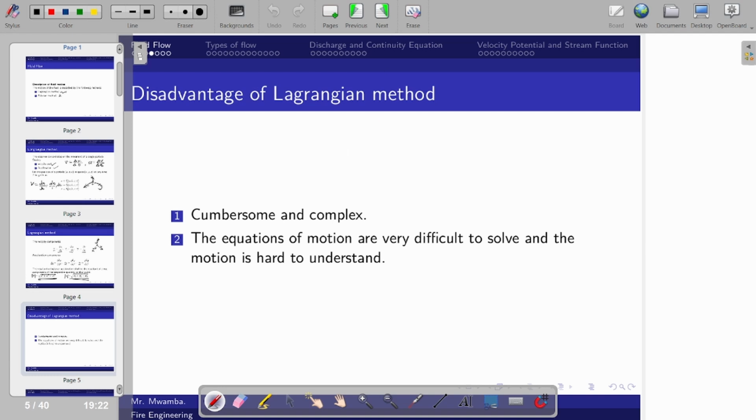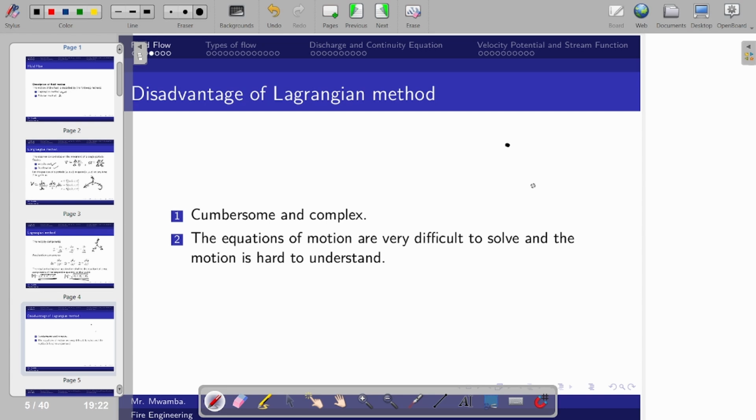So now, what are some of the disadvantages of using the Lagrangian method to describe the fluid motion? Number one, remember, in a fluid system there are so many particles. If you're studying one single particle at a time, how many equations are you going to come up with for the other million particles? So it becomes complex and complicated to describe the motion of a fluid using the Lagrangian method.